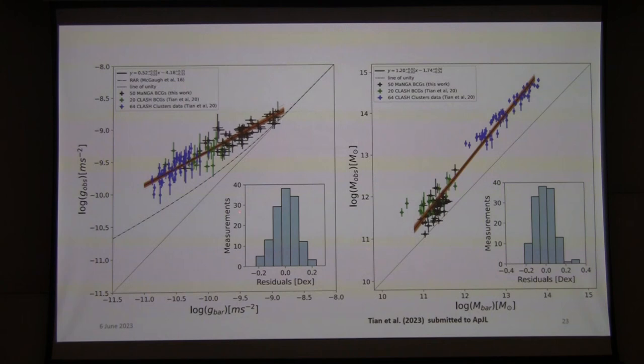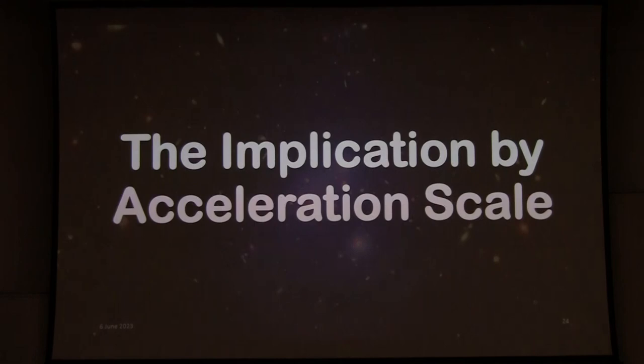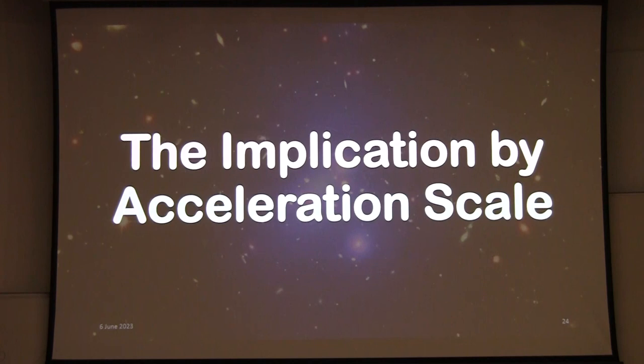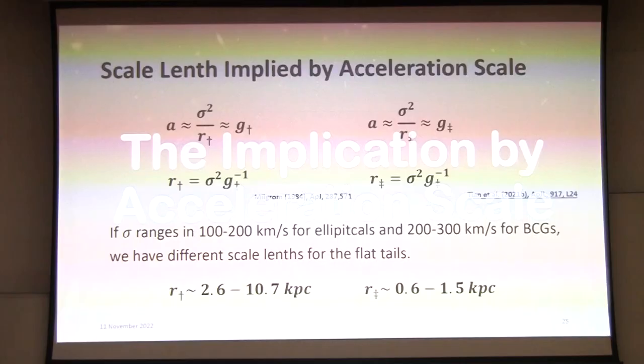And the intrinsic scatter is very tight. We have only 5% for all this sample. I have no idea what it is. And the final question is what implication we can get from the acceleration scale.